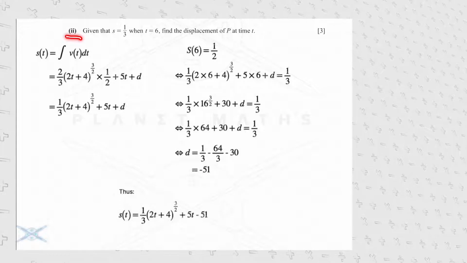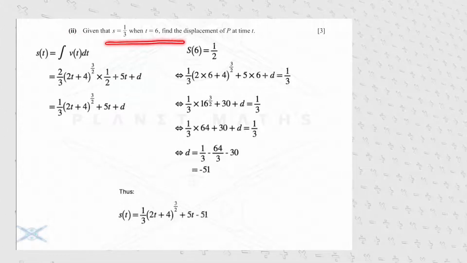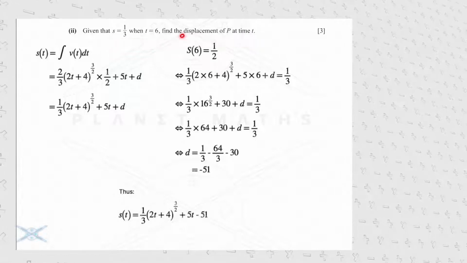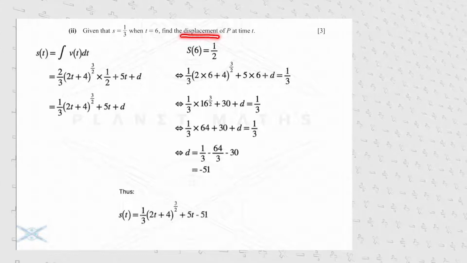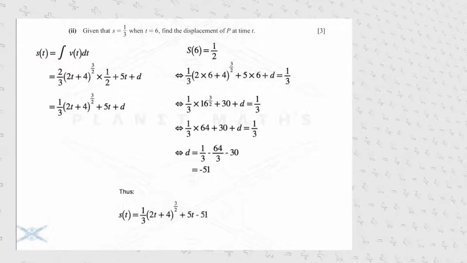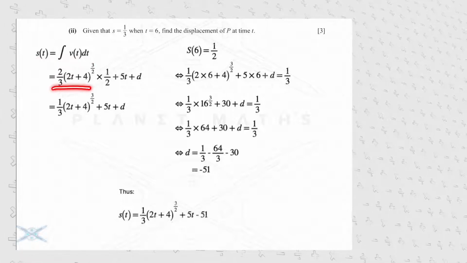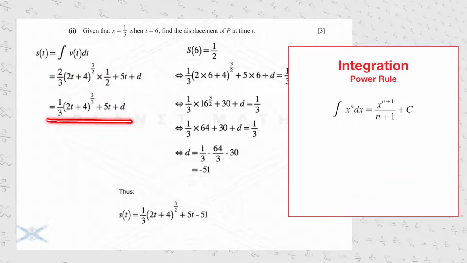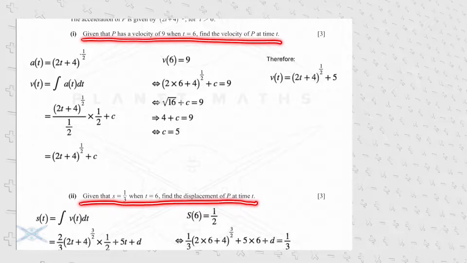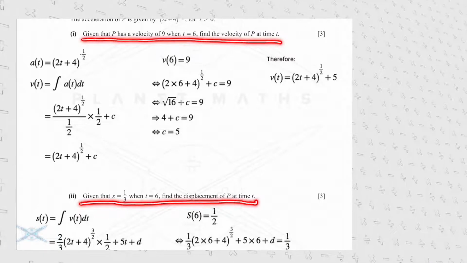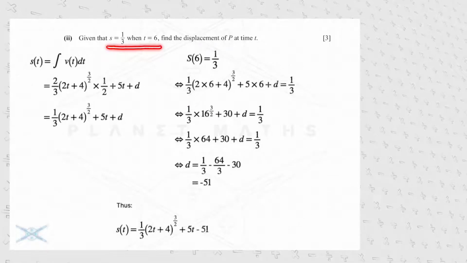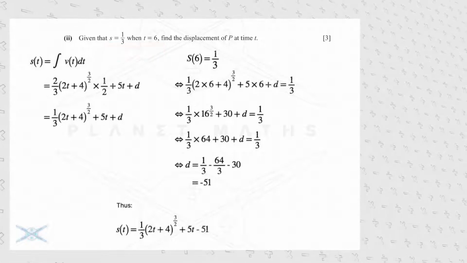In part 2 of the exercise, it is given that s equals 1 over 3 when t equals 6, and we should now find the displacement of P at time t. Again, applying knowledge from physics, we should know that the integral of the velocity function provides us with the displacement function. Here again, we will be applying a combination of the power and the chain rule for integration. After simplification of this expression, we will apply the same method that we have used in the previous step, namely using the information that is provided in terms of s and t.